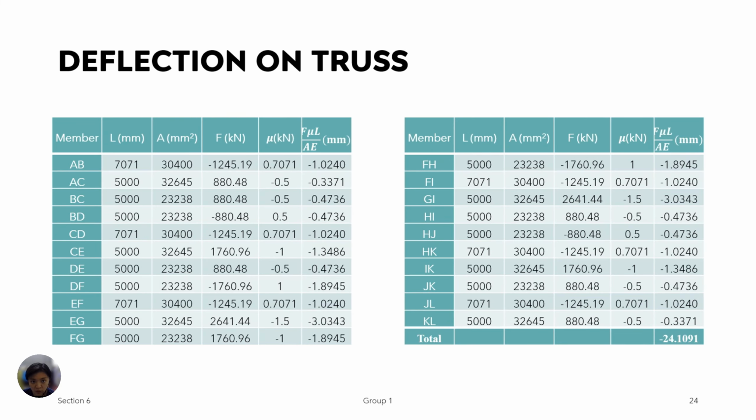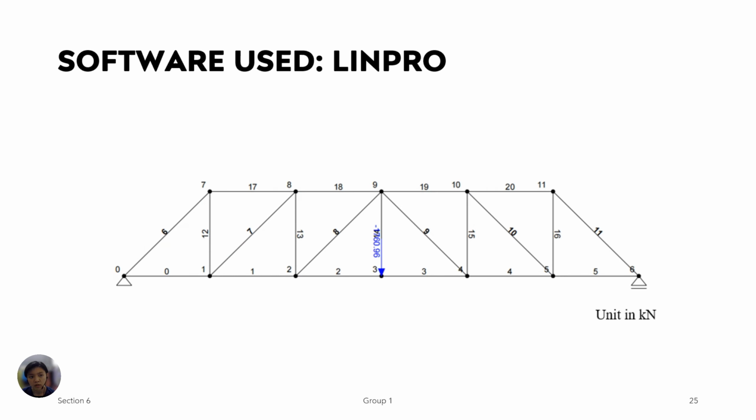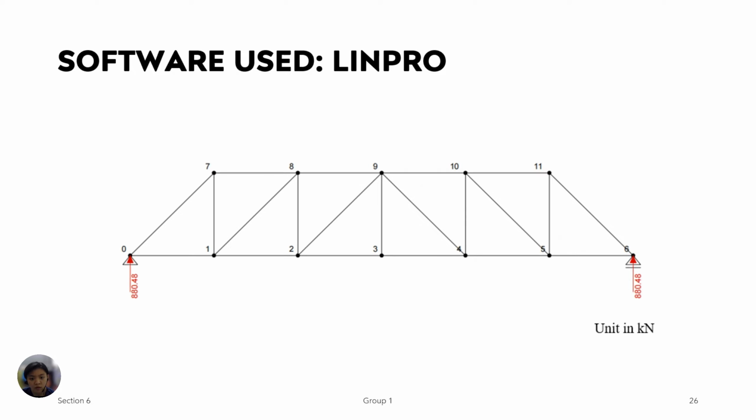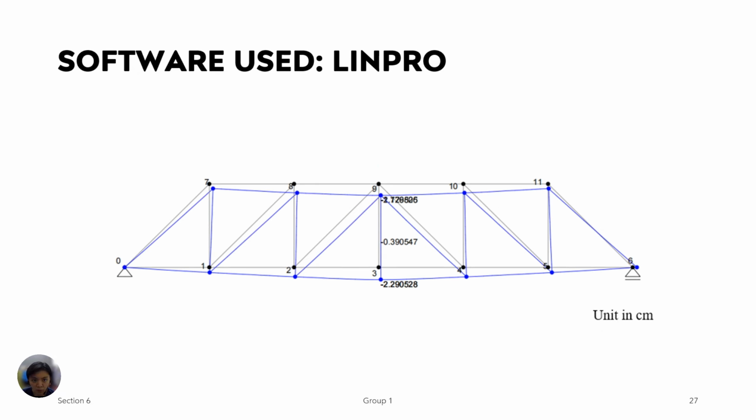The length, cross-section area, internal force, and virtual force is tabulated to find the deflection of the truss at point G. Therefore, the displacement on point G is 24.1091 mm downwards. Then we check the calculation by using software LimPro. The reaction found by using LimPro is same as our calculation, but the deflection on point G found by using LimPro is slightly different to our calculation, which is 2.290528 cm downward.